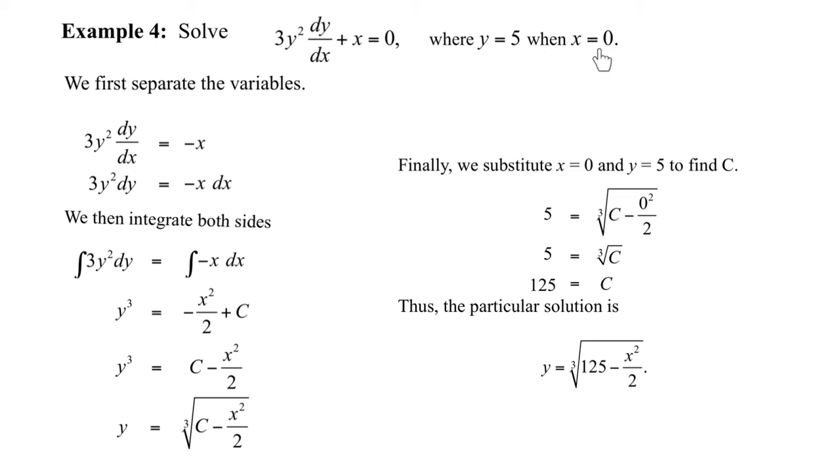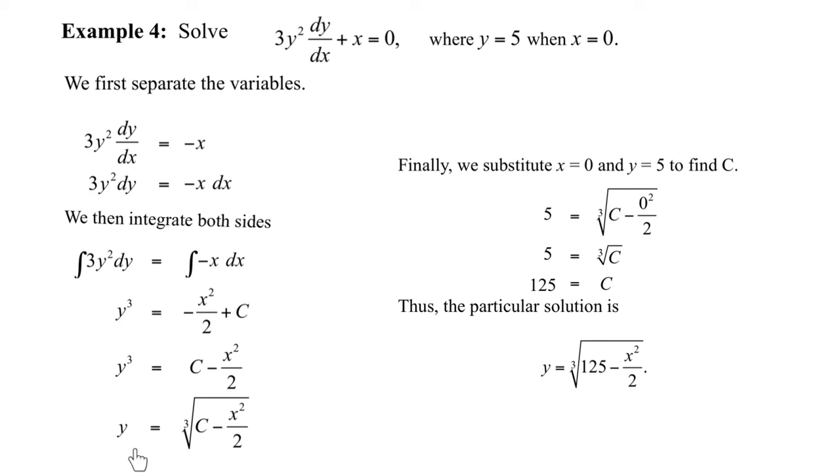So substitute 0 for x and y is 5. So 5 equals the cube root of c minus 0. That means 5 equals the cube root of c. That means c equals 125. In order to solve for c, we need to cube both sides. So 5 cubed is 125.